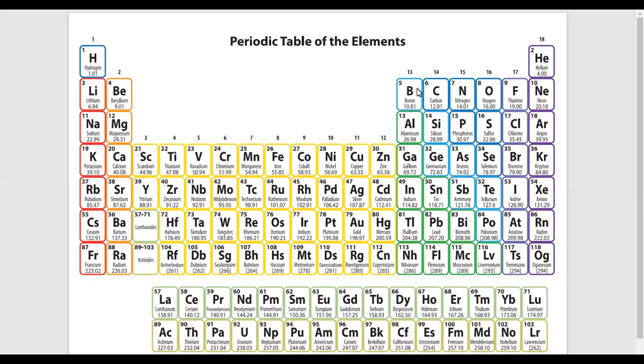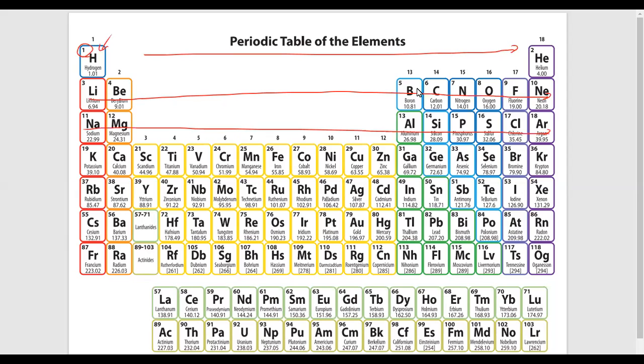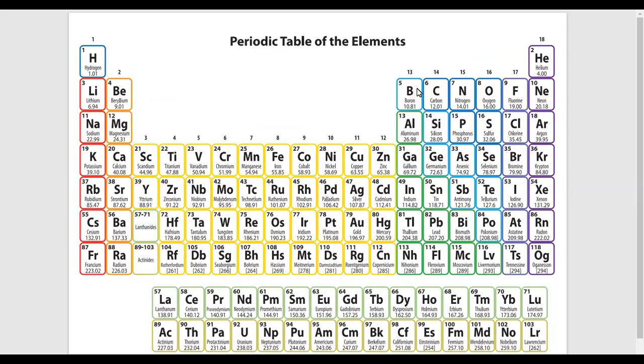So you can see from the top left, it's got hydrogen starting at number 1 and going across, 2, 3, 4, 5, 6, 7, 8 to 10, and so on. You can see these numbers here refer to the atomic number. Now, as we go across, each one across is called a period.